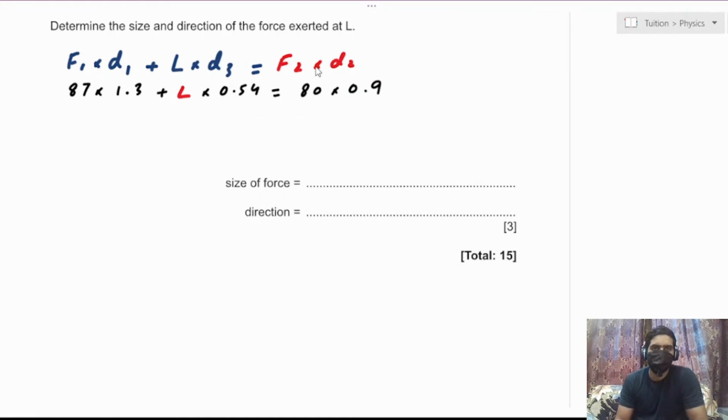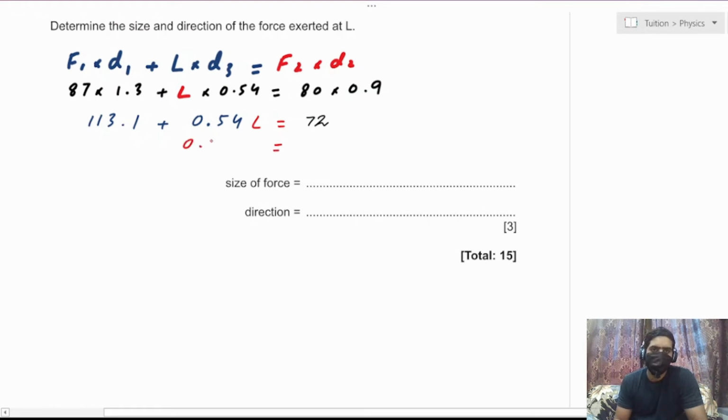87 times 1.3, we get 113.1 from here, plus 0.54 L. L would be written as it is because that is something that we need to calculate, equals. Then we have 80 times 0.9, which was 72. All right. So the force would actually be downward because the answer would be with the negative sign.